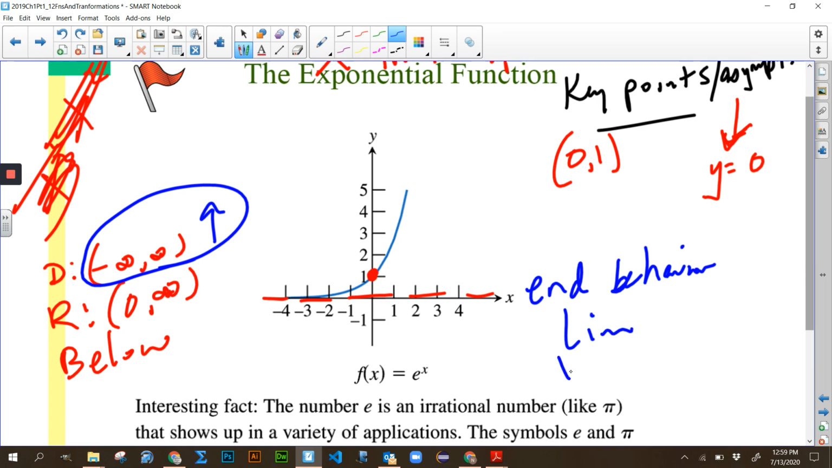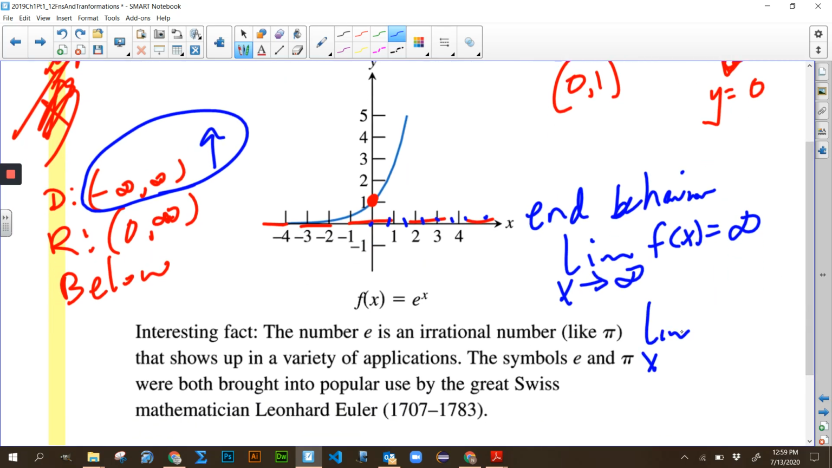Okay, so the limit as x approaches infinity. As x gets bigger, hopefully you get this right by now, the y value is going upward. So that's infinity. The limit as x approaches negative infinity: what's happening to the y values? It's getting closer and closer to 0. Sometimes kids get in the habit of saying it's either infinity or negative infinity or zeros, but it's not. Sometimes it's a mixture of the two.